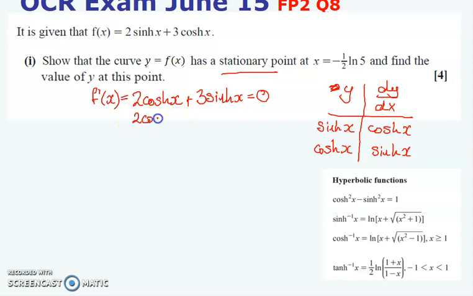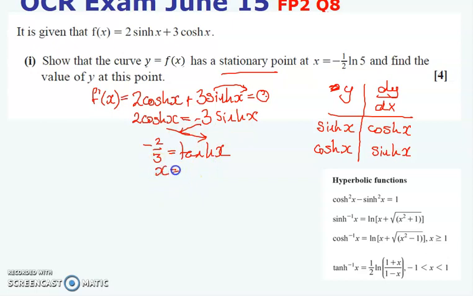So I shall write 2 cos x. You'll notice this is equal to 0, and the starter was very much like this. When it's equal to 0, you move that over there. Minus 3 sine x. And then I can move the minus 3 that way and the cos this way, and I get minus 2/3 equals sine divided by cos, which is tan. So x then is the inverse tan, and I'm going to do that using this formula again. And it's a half of the log of 1 plus minus 2/3.